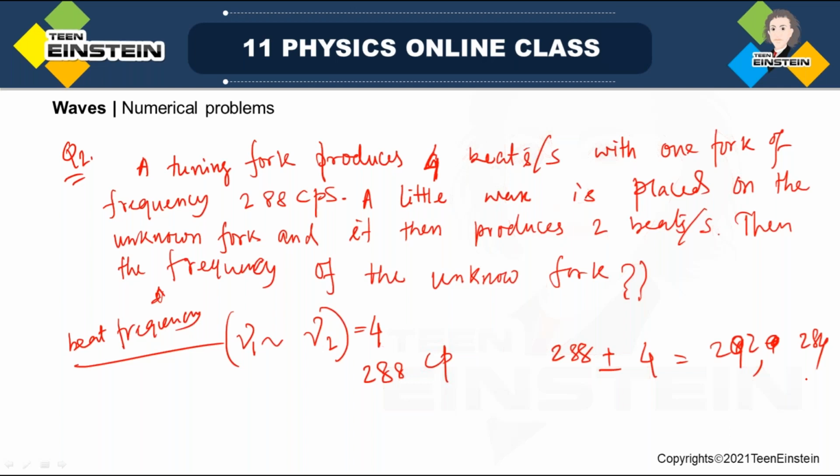So how to now find out whether it will be positive or negative? Okay, suppose the unknown tuning fork actually is given some wax to it.